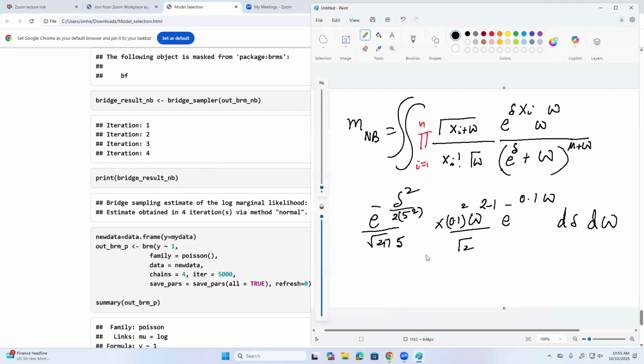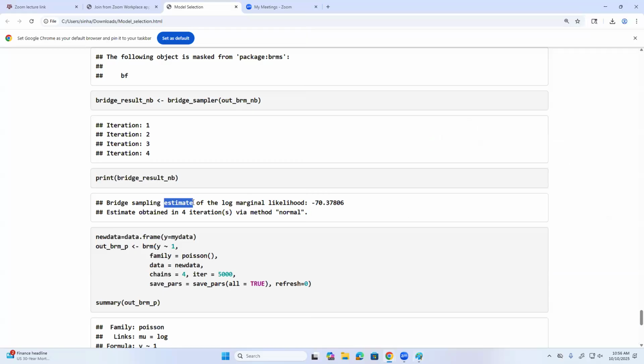Now, remember, this is our marginal likelihood actual definition. Calculation is very difficult. Therefore, it is estimated using the posterior samples. Therefore, it says estimate. Look at this, estimate, not the actual marginal likelihood.